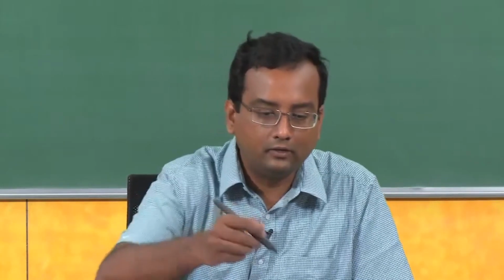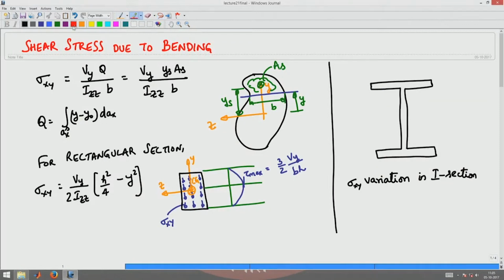Welcome to the 21st lecture in mechanics of materials. In the last lecture we saw how to compute the shear stresses due to bending. In particular, we saw that the shear stress sigma xy could be computed from the expression sigma xy equal to Vy into Q divided by Izz into B, where Q is nothing but the first moment about the neutral axis.